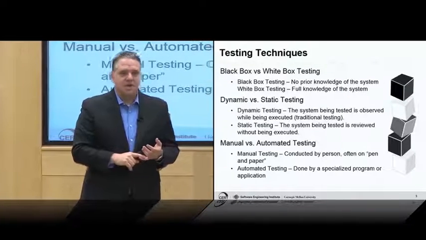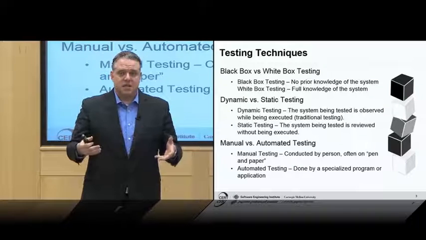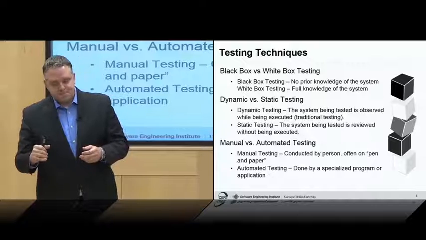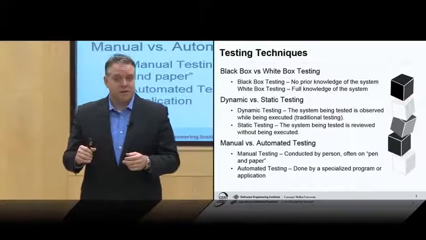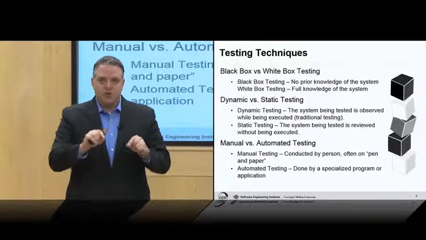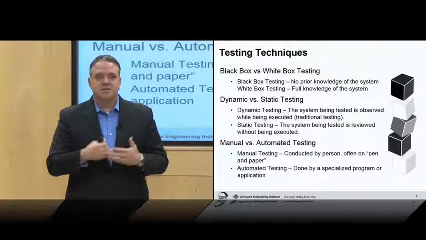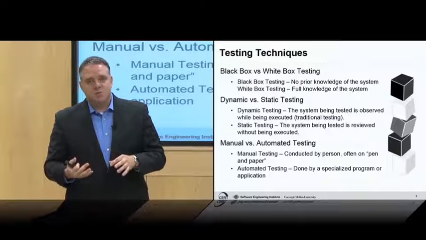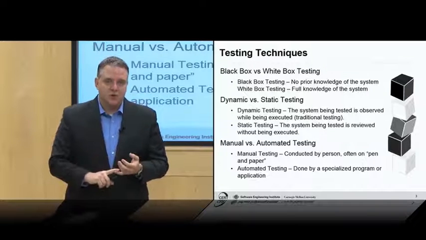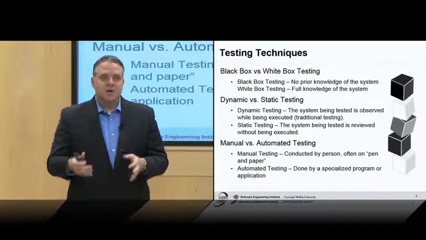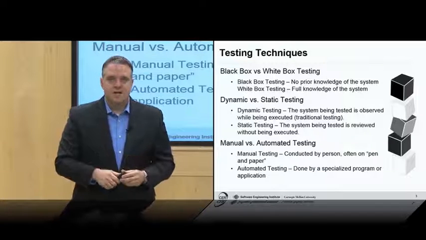There's also manual versus automated testing. Manual testing is the idea that you've got somebody manually going through the source code, typically with a pen and paper, or maybe keyboard and screen, looking at it line by line to see what could be wrong with it. There are automated tests as well, where you can run specialized programs to do code reviews, or fuzzers that will actually go through and do automated testing.